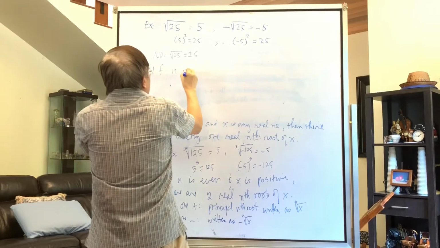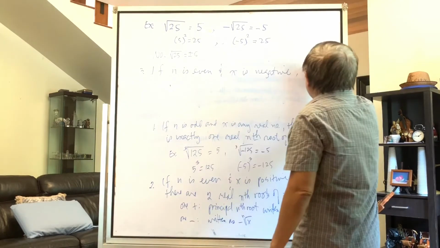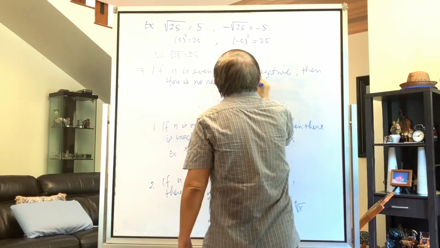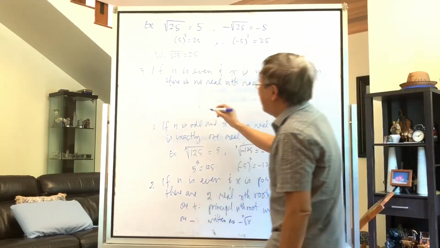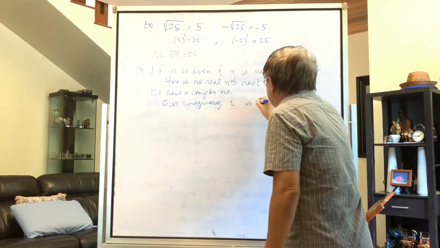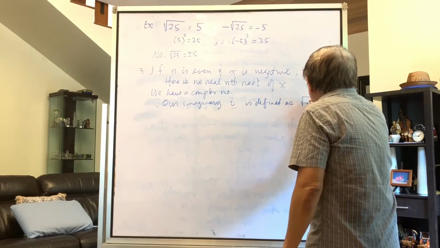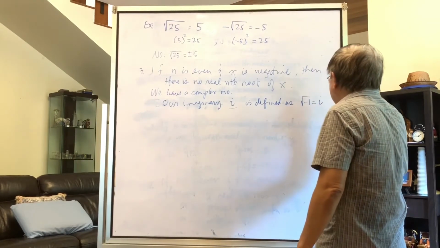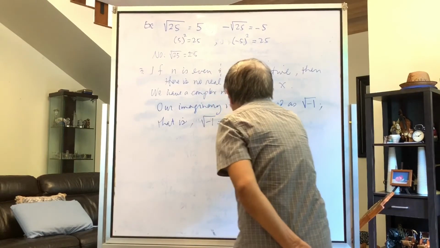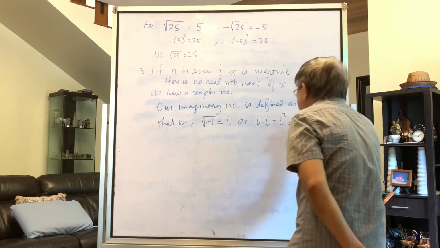Suppose n is even and x is negative, then there is no real nth root of x. We have a complex number. Our imaginary number i is defined as the square root of negative 1 equals i. That is, square root of negative 1 equals i, or i times i equals i squared equals negative 1.